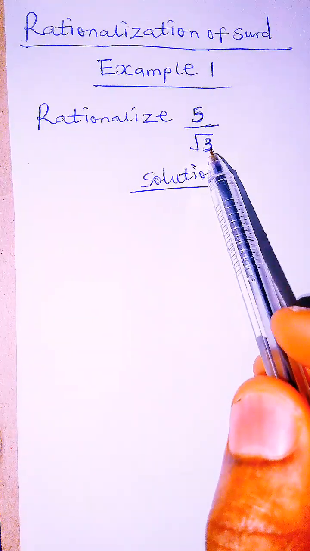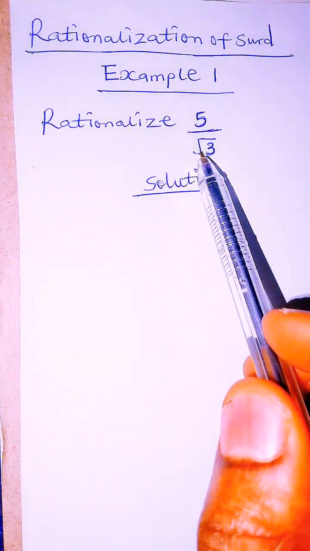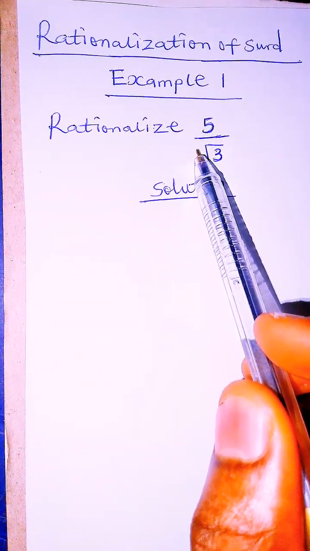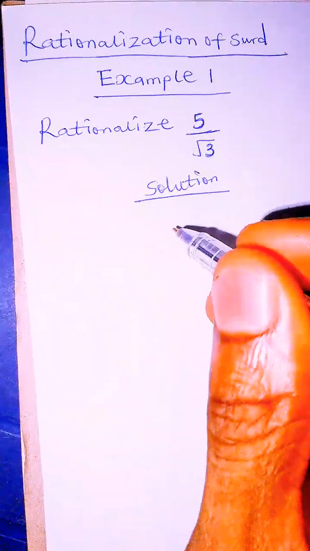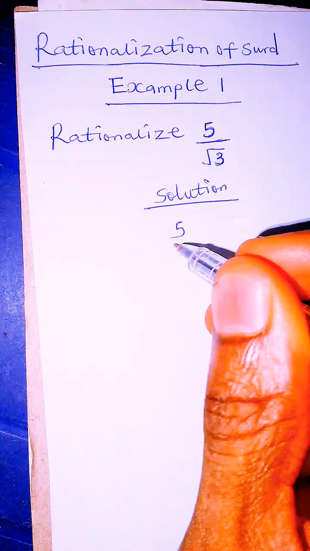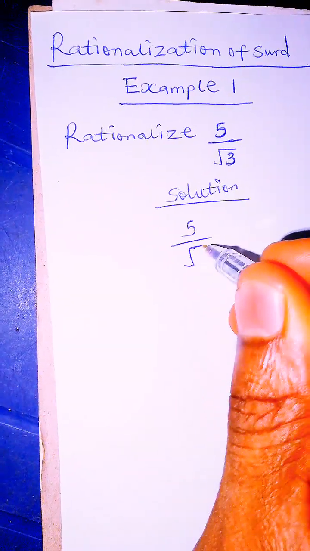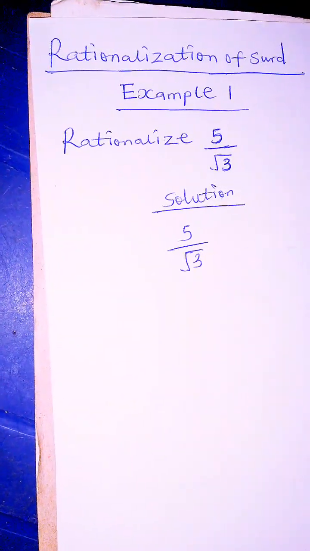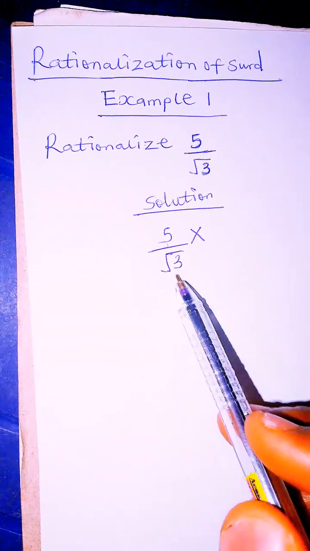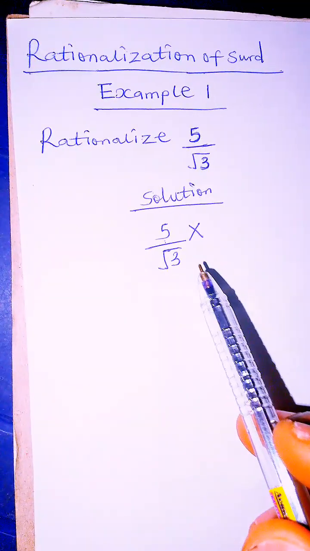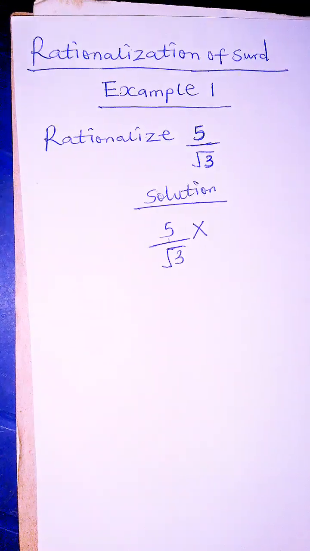If we are to rationalize this question, the sign of this root 3 is what? Positive. So if we are rationalizing, that positive will change to what? Negative. So we have 5 over root 3. Now we want to rationalize. Like I said, we multiply both the numerator and the denominator by the conjugate of the surd. Root 3 is our conjugate.